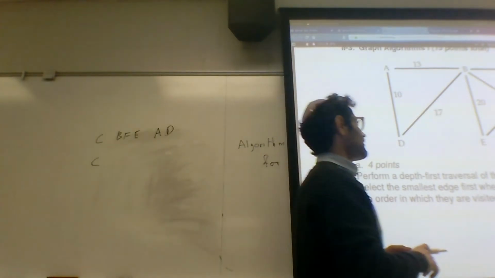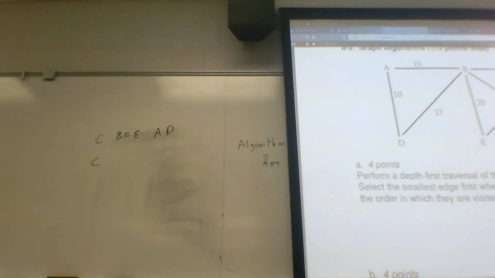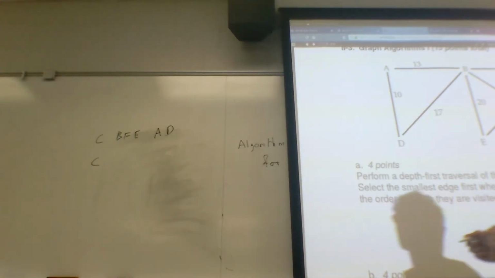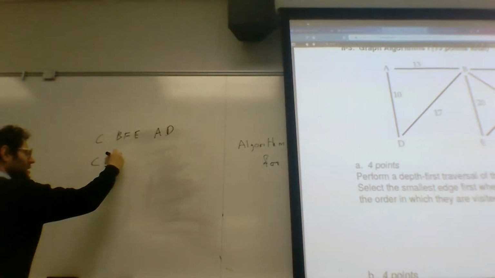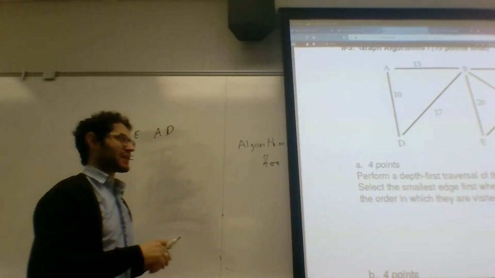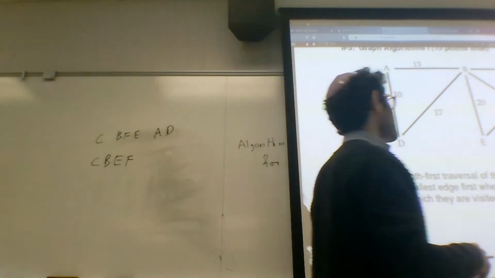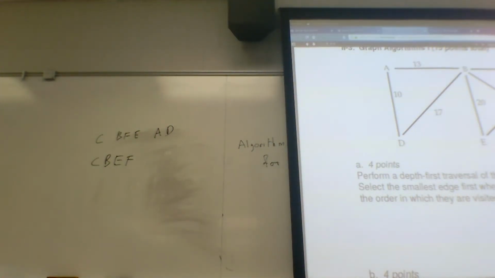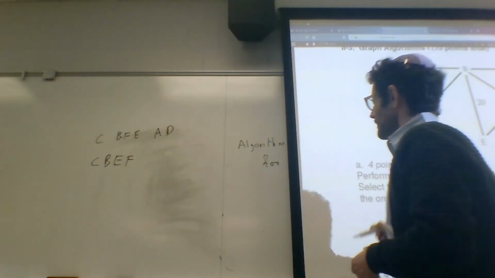We need to visit all of C's neighbors first, and we're going to visit them in the order in which the edges are the cheapest. So we'll go to B, then E, then F, because that's the order in which they're cheapest. C, B, E, F. But when we're at B, that's how we connect to A and D. Then we visit A, and then D, because going from B, it's 13 and 17.